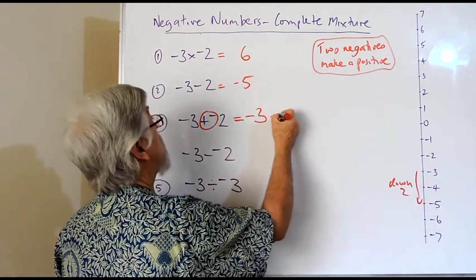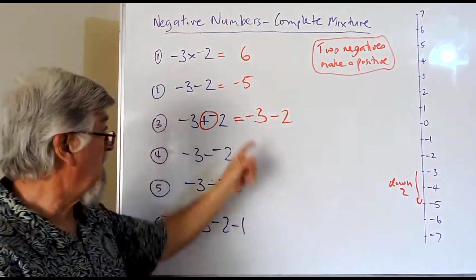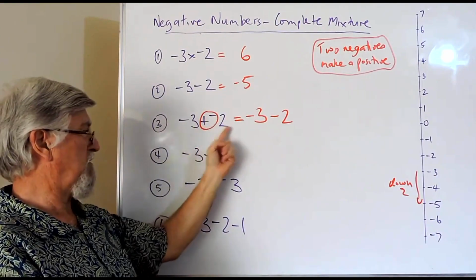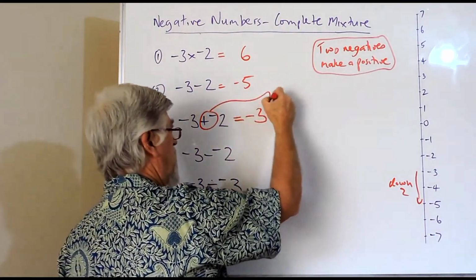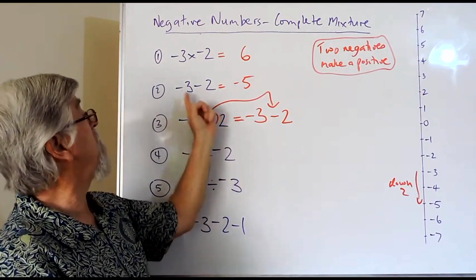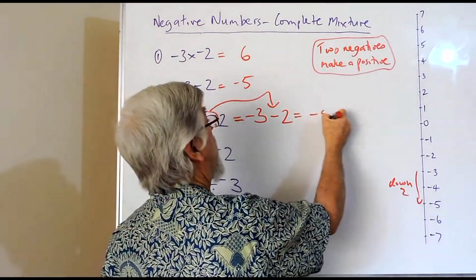And then we're going to subtract 2. We're back to the same question that we had a moment ago. So negative 3, subtract 2. We cannot turn that into a positive because they're not two negatives. And we're back to minus 5.